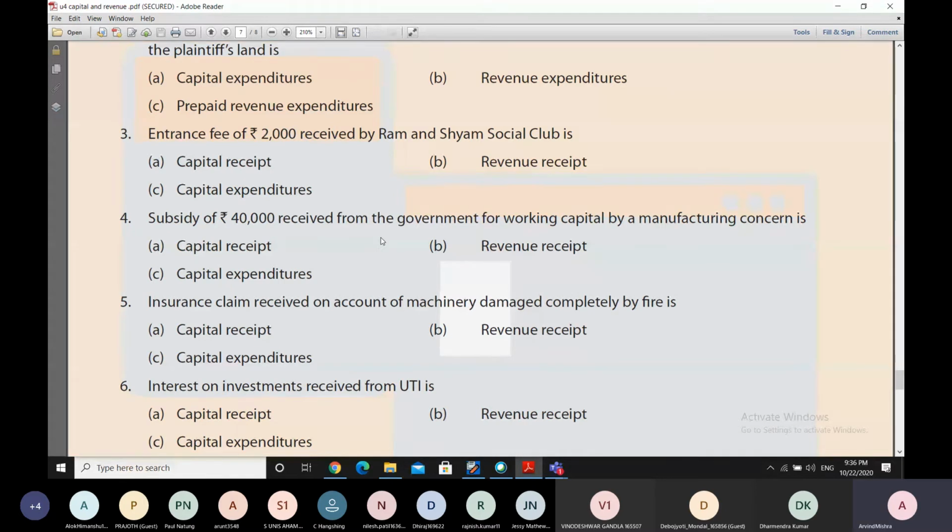And therefore, if the subsidy is going towards working capital, it is not for a future benefit. It is not for the future enduring benefit. The subsidy is for the current benefit. So the test is not the subsidy, the test is what is the benefit, whether it is enduring benefit or not. And therefore, this particular subsidy, which is going towards working capital of a manufacturing concern, is the revenue receipt for the manufacturing concern.